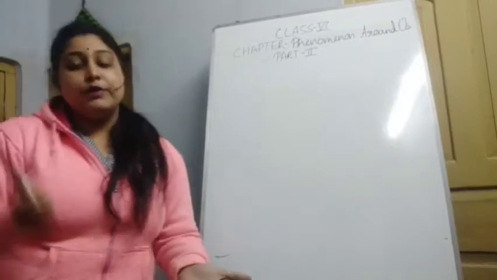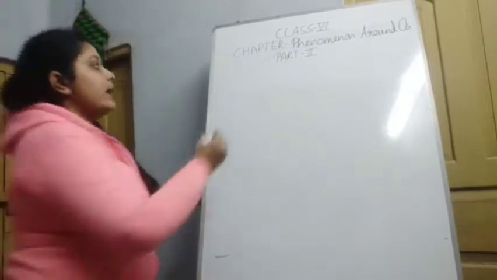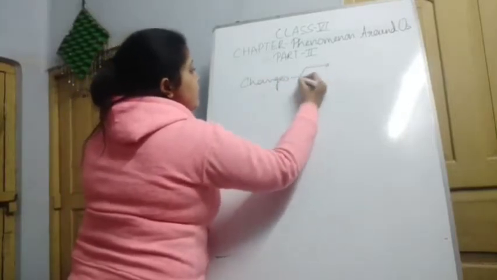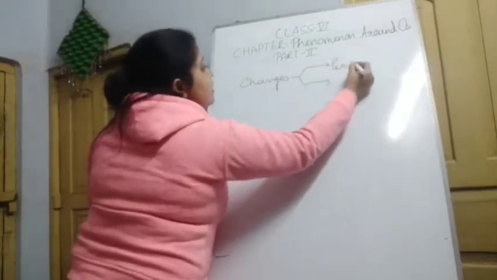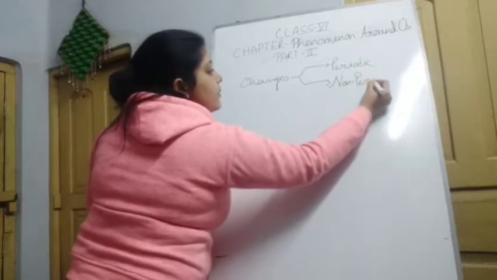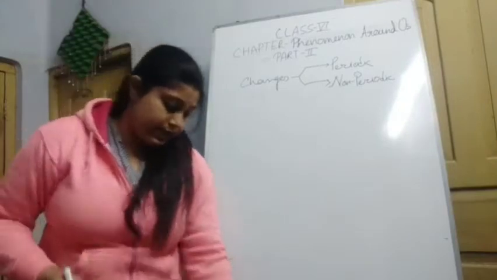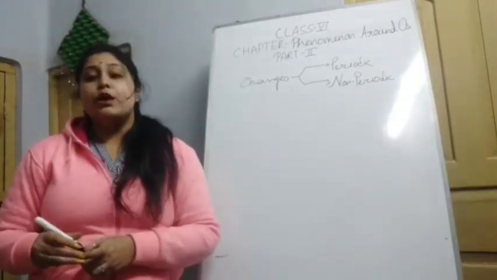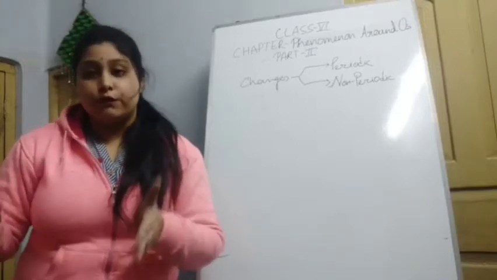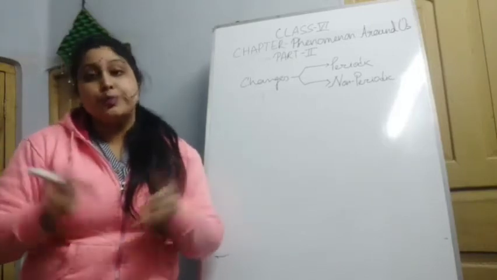In the previous video we talked about reversible and irreversible changes, and today we will talk about periodic and non-periodic changes. Okay, so what are periodic changes? Periodic changes are something which occurs again and again after a short interval of time, continuously going on after a short period of time.